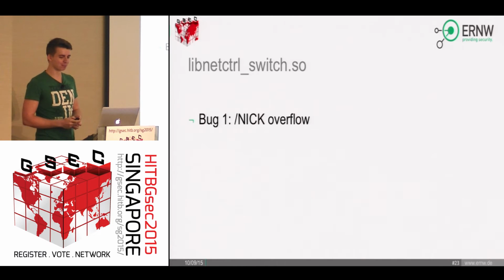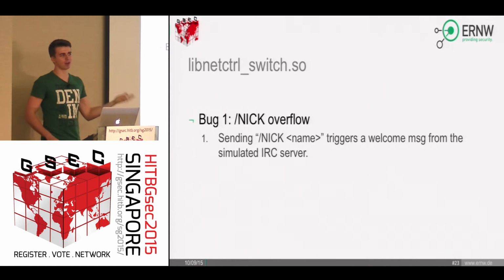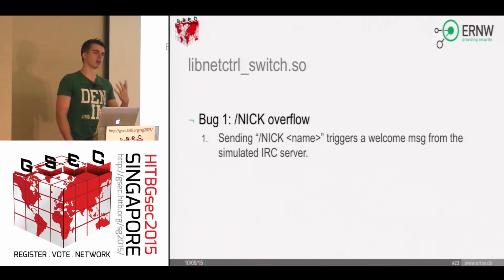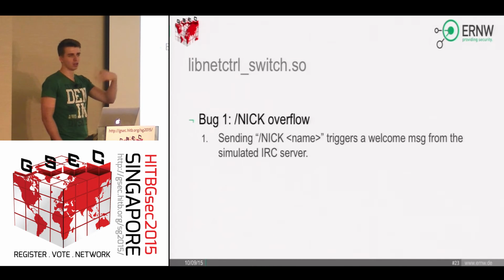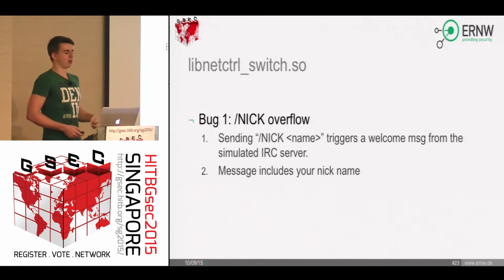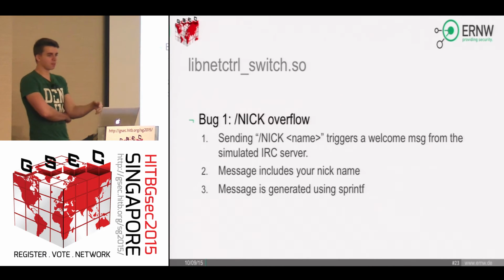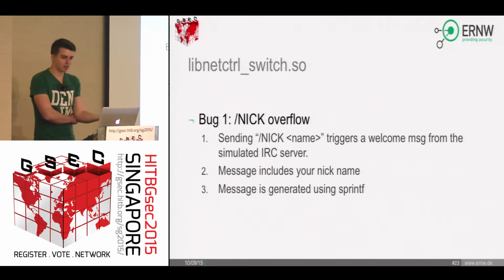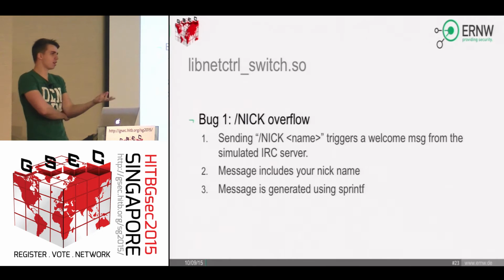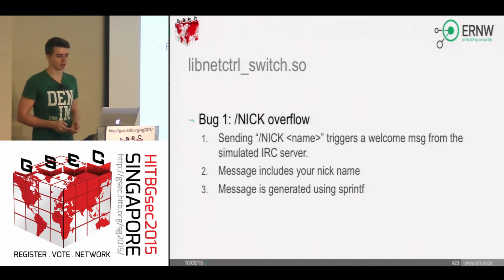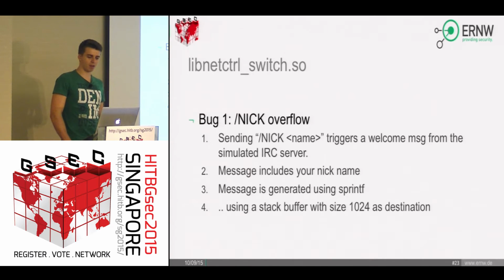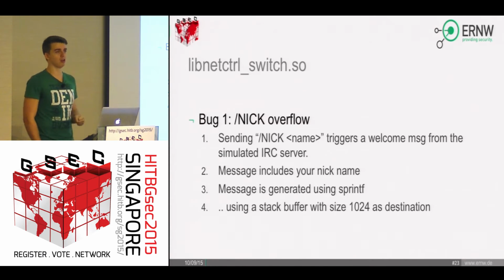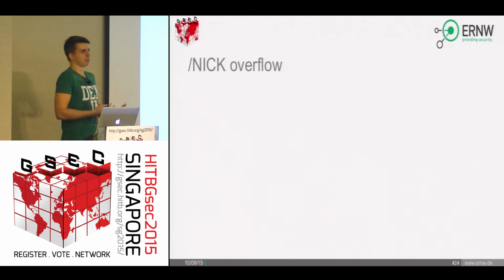And the bug is triggerable. What happens if you send /nic followed by a name, then you get a welcome message back from the simulated IRC server, like, hello Nick, welcome back to blah blah blah server. Of course, this message includes your nickname, and the message is generated using the sprintf function. And sprintf doesn't have a length restriction, if you ever have written C code. As the destination, they use a stack buffer with a size of 1024 bytes. That's like the most 90s style stack buffer overflow you can ever imagine in this kind of code. Now, how do you trigger this behavior or this bug?